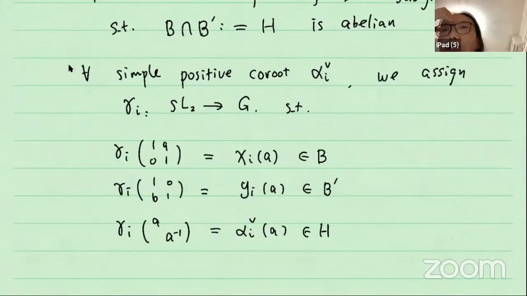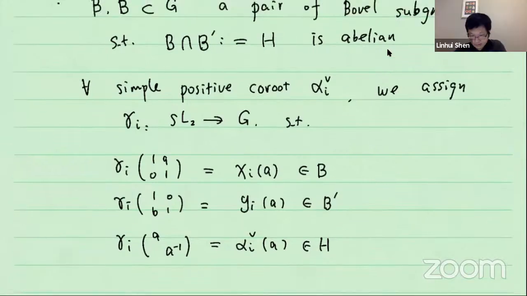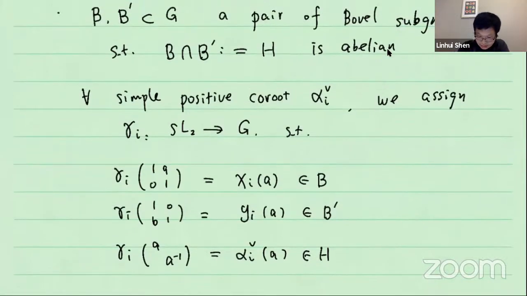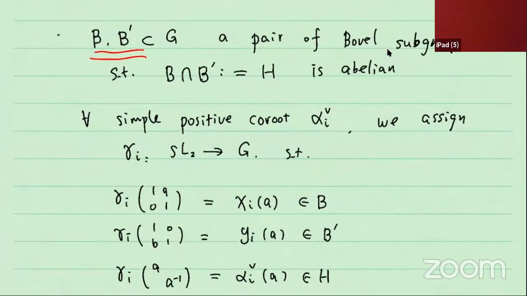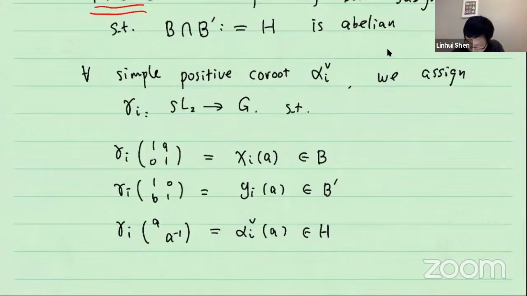Lin Hui, can I ask, when you say simple positive roots or coroots, this is relative to the choice of B, right? It's for the pair H and B. Yes, this depends very much on your choice of B and B prime. Okay, so this is not something you have chosen at the very beginning; it depends on B. Right. So I fixed a pair of these, and then I can just choose this.